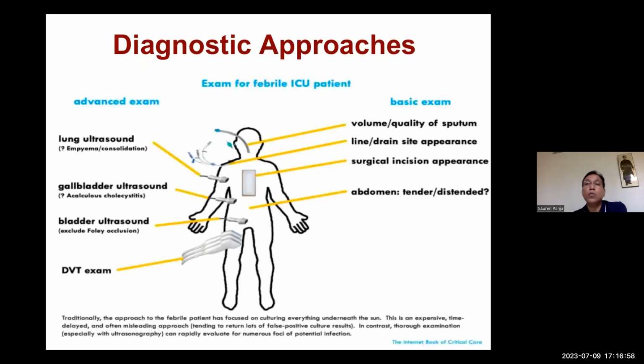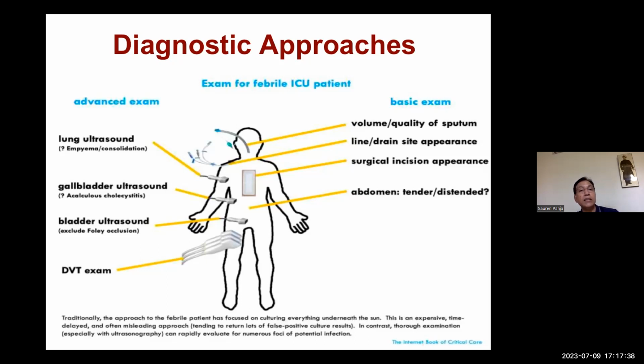And there are other things. Basic examination looks at the volume, like in your ICU patient. Usually some patients are on a ventilator, some with catheter devices, all these things. So this is a schematic diagram: basic examination, volume, quantity of the sputum, line and drain site appearance. If there is a central line, how is the local site? If it is inflamed and indurated, probably that may be the site of infection. Surgical site infection is very common, so please look at the surgical site. If not, talk to the surgeon about the local site. And the abdomen, whether there is any tenderness or distension.